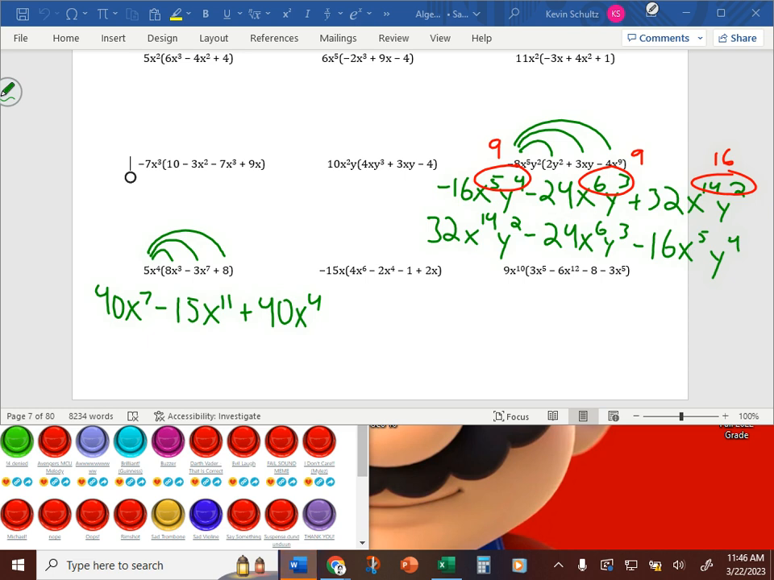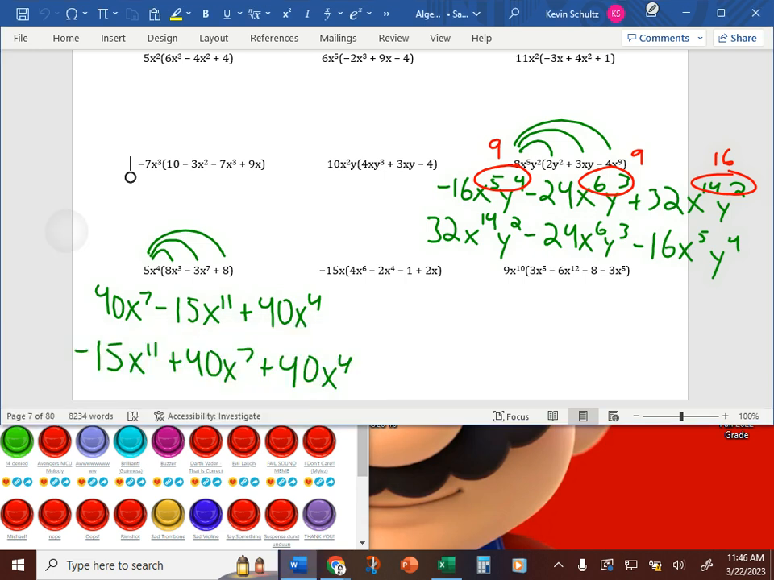In standard form? No. What's standard form for this one? Briggs? Negative 15x to the 11th plus 40x to the 7th plus 40x to the 4th. Good. Negative 15x to the 11th plus 40x to the 7th plus 40x to the 4th should be your final answer in standard form. Okay?